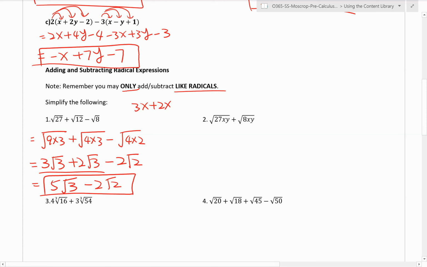You can't do that. It's like 5 apples, take away 2 oranges. There's nothing you can do about it. It's just 5 apples, take away 2 oranges. The end, right? Nothing you can do about that. Okay, moving on to number 2.